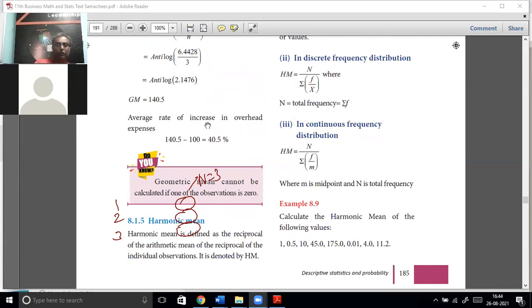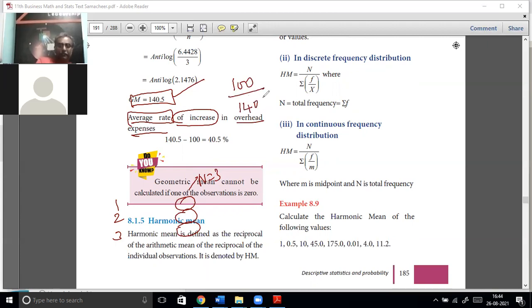Okay, why are you doing this subtraction? Why not leave it as the geometric mean, 140.5, as the answer? You will leave one step out. Because he is not asking only for the average rate. He is asking for the average rate of increase in overhead expenses. So the original overhead expense was 100. Then the average expense is 140.5. Therefore, the increase is 140.5 minus 100. Okay, you got it. That step you should not leave out.